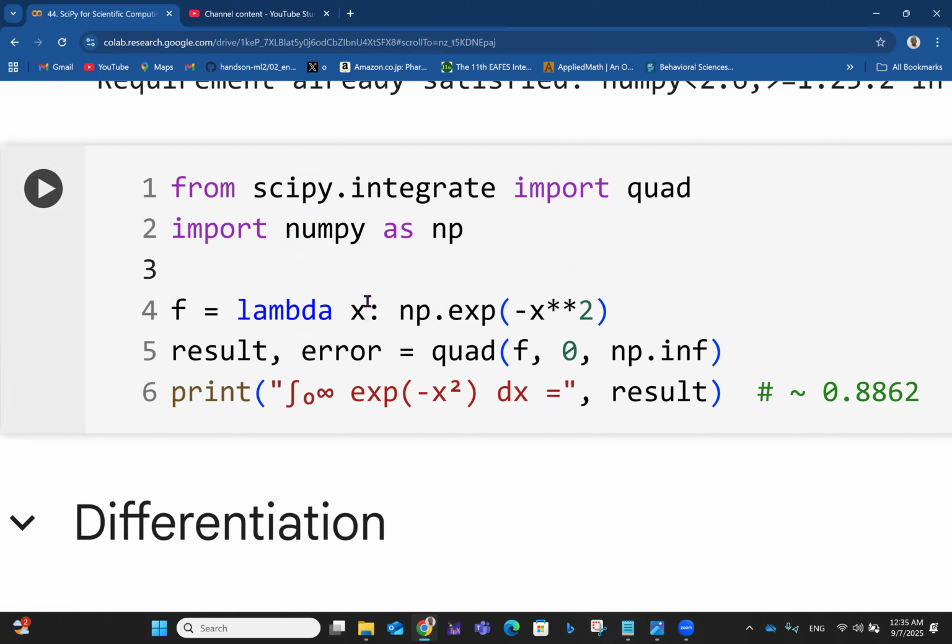So you have f equals lambda. This is a special function that we are declaring, lambda x. We define the function as e raised to minus x squared. The way to get the exponent, we get it from numpy. That's why we need numpy here. And this lambda tells us we are defining a special function.